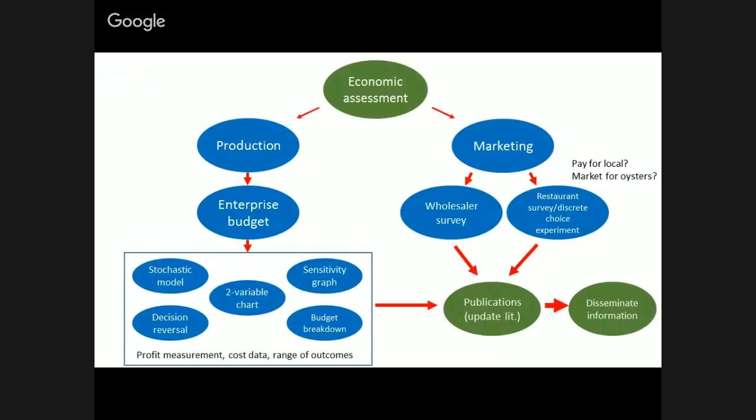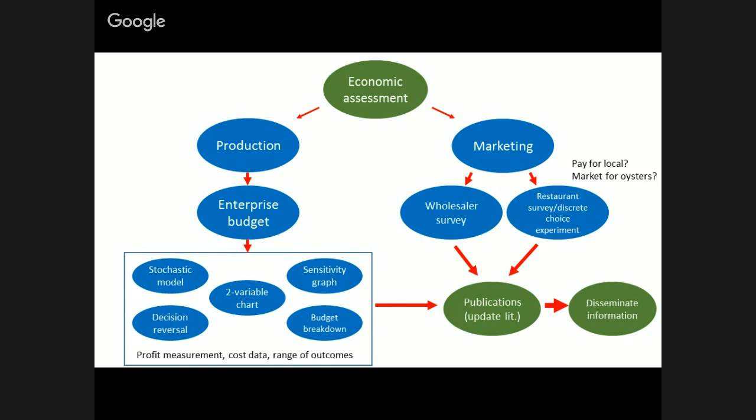So this is just a flowchart of my project. I begin with the economic assessment, and there's 2 parts, one being the production side, the other being the marketing side. For the production side, I'm just creating a simple budget, and with those numbers, I can conduct different types of analyses that you see in that blue box there. For the marketing side, I'm going to be surveying both wholesalers on the island, as well as different restaurants that serve oysters. By surveying the wholesalers, I'm trying to discover what they're interested in buying, what attributes of oysters have satisfied their needs for the last 17 years.